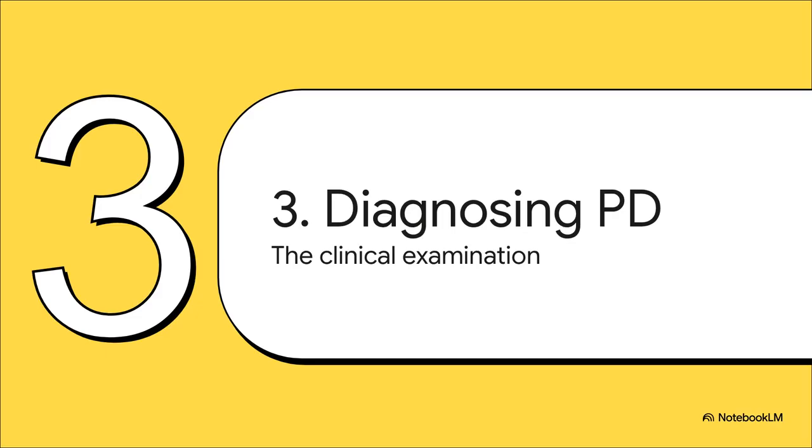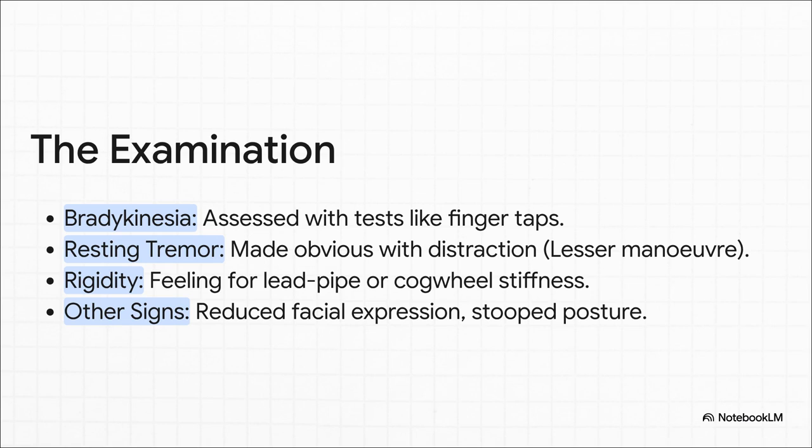So, how do we put all this together in the real world? Well, the diagnosis of Parkinson's is, in the vast majority of cases, a clinical one. What that means is it relies on a skilled history and physical examination. There's no definitive blood test or brain scan that says, yes, this is it. The whole examination really hones in on finding that cardinal triad.